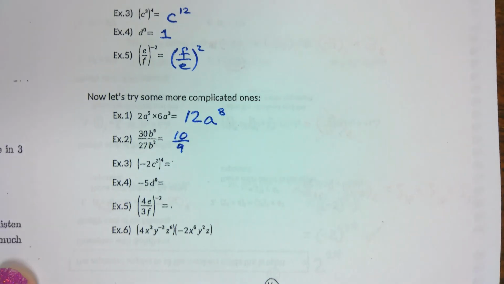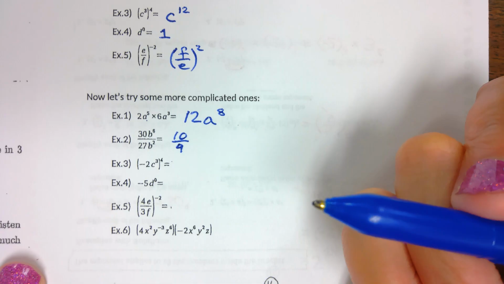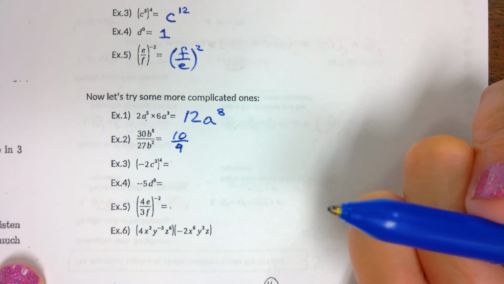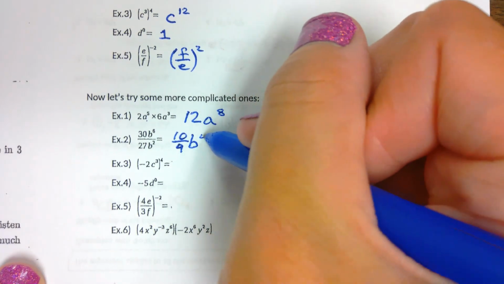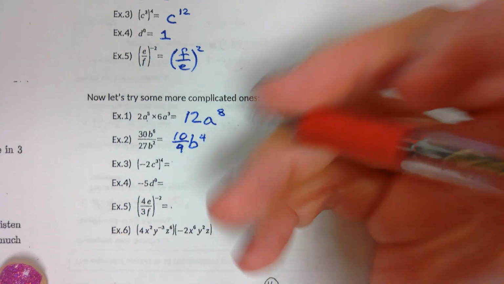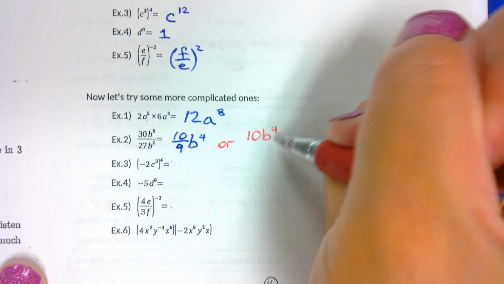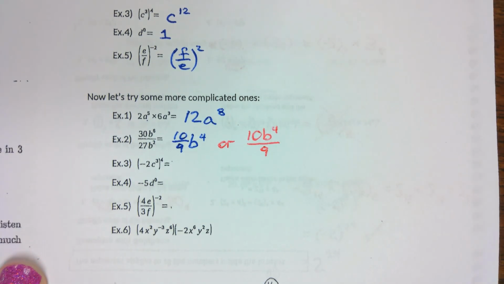And what about the b's? Each of them get like the 10. Wait, can you just write b power 4? Oh, yeah, it is 4. So just b power 4. You can write it like this, or you can write it like this. It's the same thing. You can write it either way.